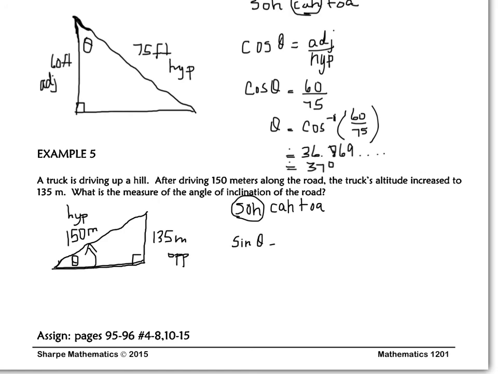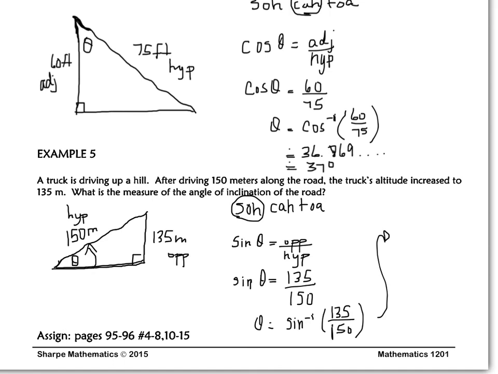So sine of the angle is opposite over hypotenuse. So sine of the angle would equal, opposite is 135, hypotenuse is 150, and then the angle would be the inverse sine of that. If you check on the calculator, inverse sine of 135 divided by 150 would be 64.158 and so on degrees. So the measure of the angle, if we round that off, would be approximately 64 degrees, the angle of inclination.